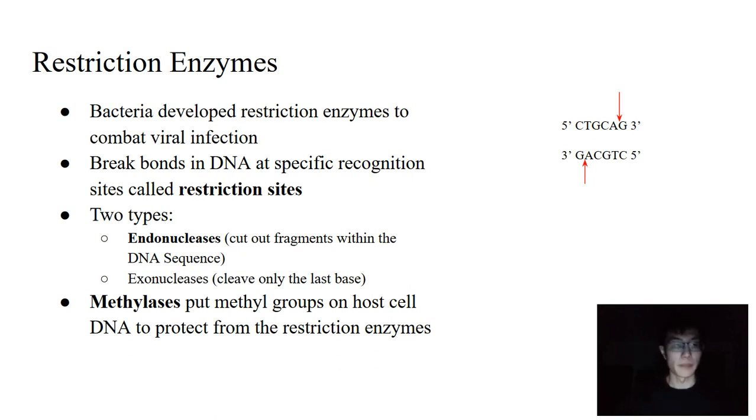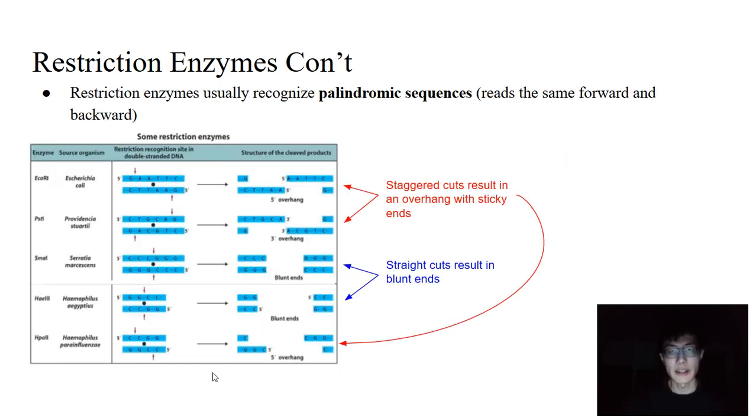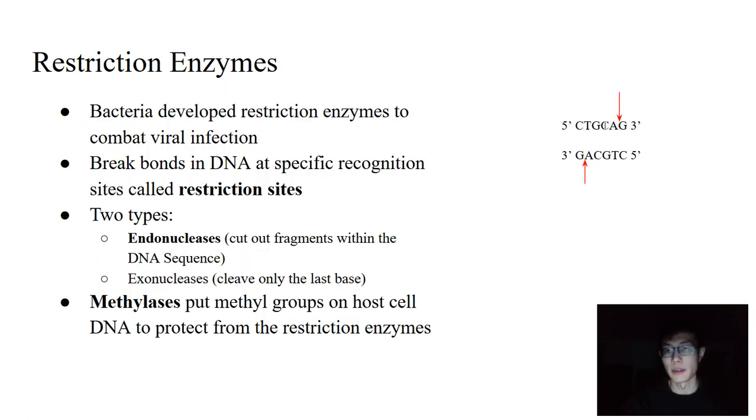So that's pretty cool. Now, when restriction enzymes recognize sites, they're generally recognizing palindromic sequences, meaning sequences that read forward and backward in the same way. So if we look at this sequence over here, we have CTGCAG, and the opposite complementary strand reads the exact same way, which is CTGCAG.